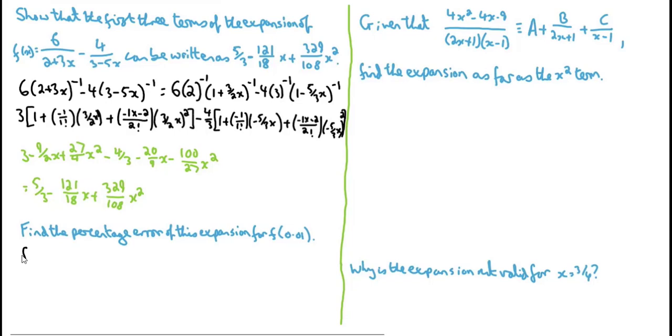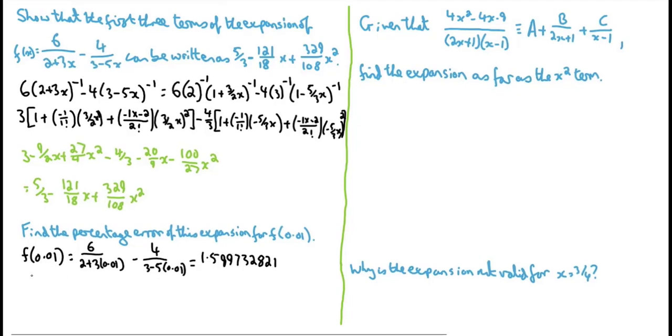So if you were just to do your f of 0.01, we'd be saying that you're doing 6 over 2 plus 3 lots of 0.01, and then minus 4 over 3 minus 5 lots of 0.01, which, if you were to actually just write out everything on your calculator screen this time, just to be as accurate as possible, you'll get 1.59973281.